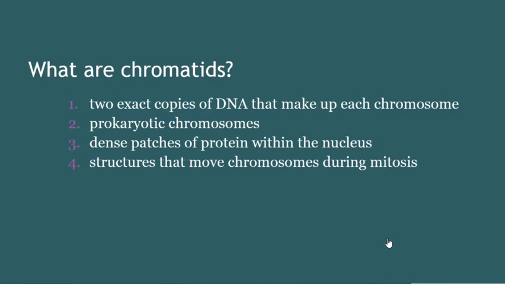What is a chromatid? Well, the chromatid is one half of the chromosome, right? And so the chromatids are going to separate. So you've got two sister chromatids in every chromosome during mitosis, okay?